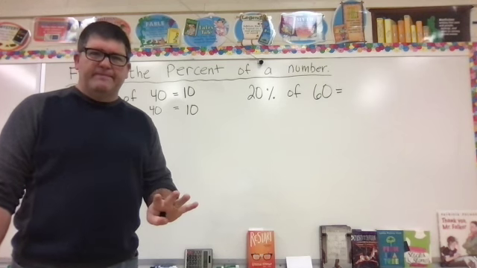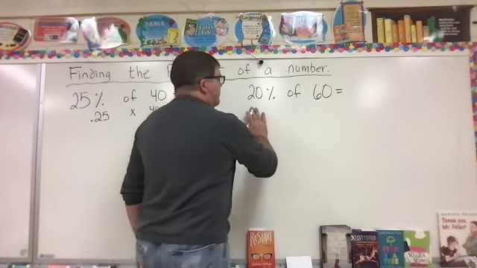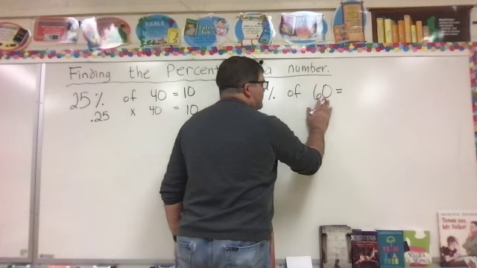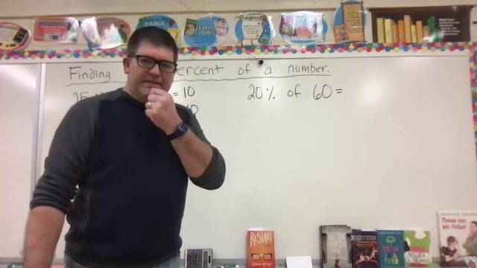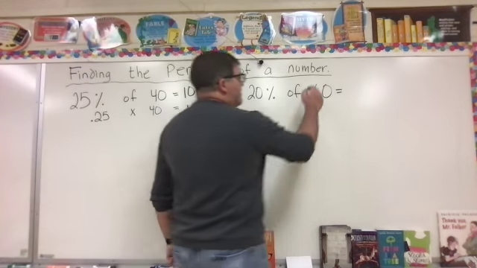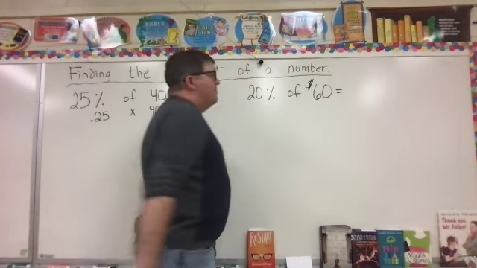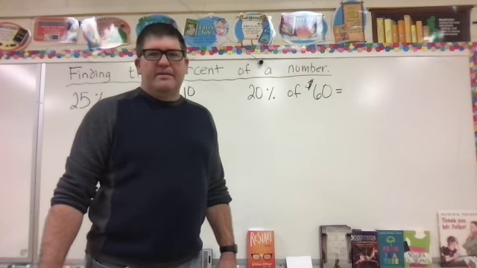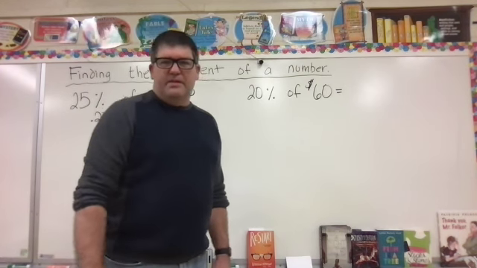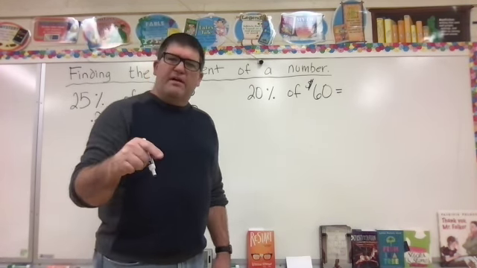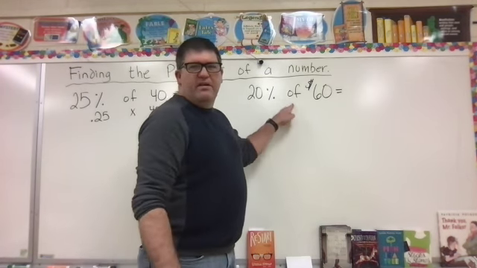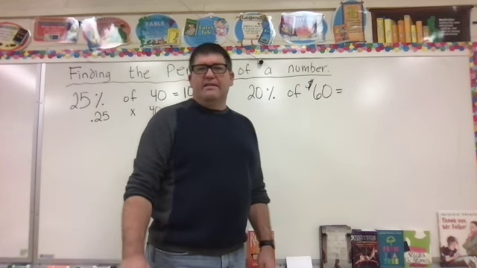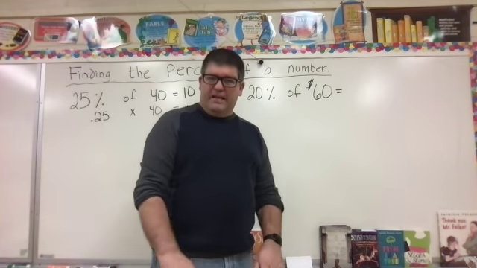Pretty straightforward, right? Here's another one. I have 20% of 60. Now, the practical thing for this could be you're buying a pair of jeans that are 60 bucks, and the store says it's 20% off. Well, you want to find out how much money am I going to save? What is 20% of 60? And this is how much money I will save.